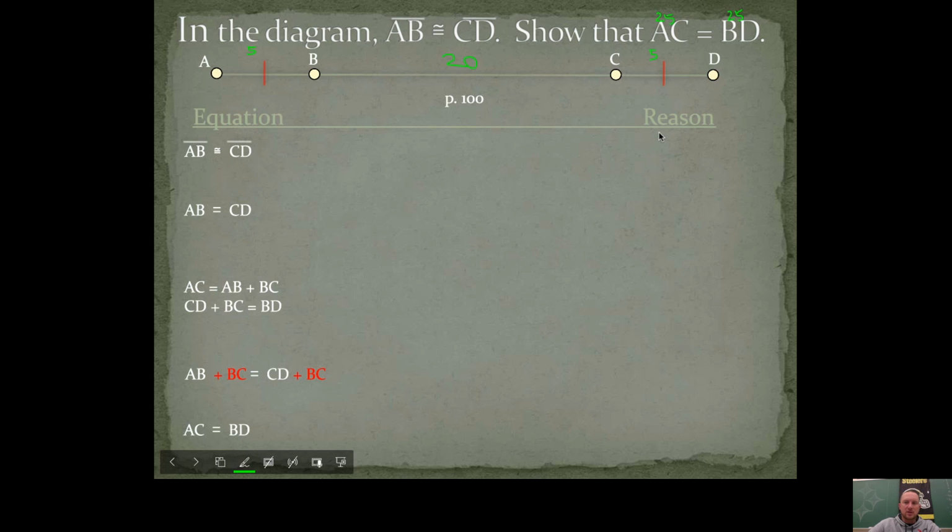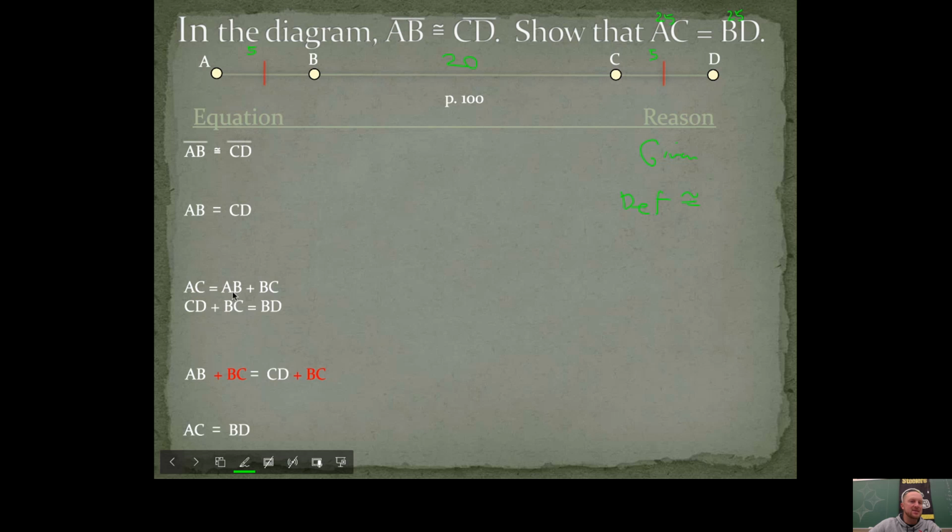So how do you know those two segments are congruent? It's given to you. Well, if they're congruent, how do you know the lengths are equal? Congruent segments mean that the lengths are equal. That's what you would write in that explanation column. But the real reason is definition of congruence. That's what you used.